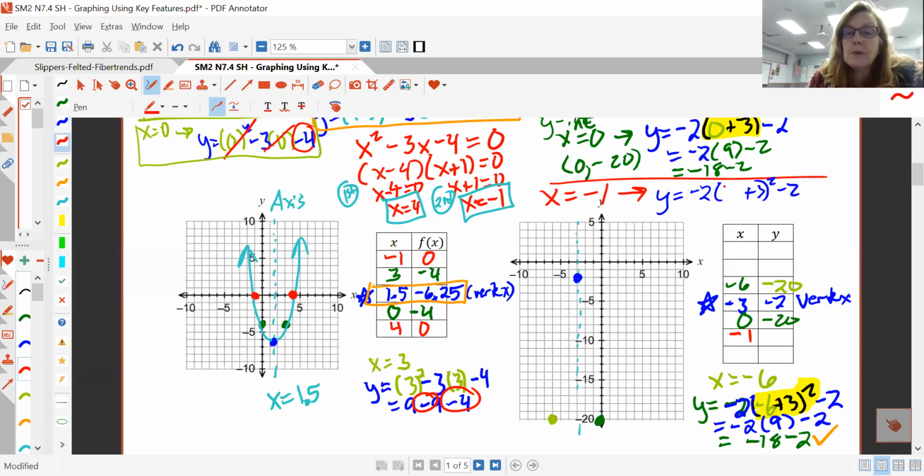And what do I do? Everywhere there was an x, I put in a -1. So y equals -2, parentheses, -1 plus 3 squared minus 2. Again, anything in parentheses and squared has to happen first, okay? Parentheses always first, so -1 plus 3 is 2. 2 squared is 4, so -2 times 4 is -8, minus 2, so I'm seeing -10 for my answer. So -1, -10.